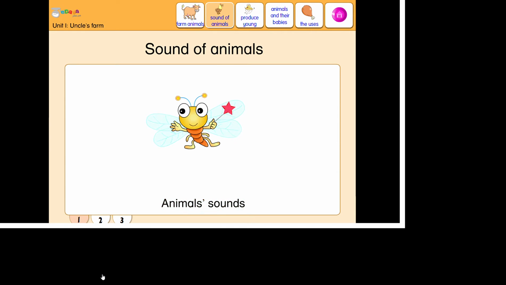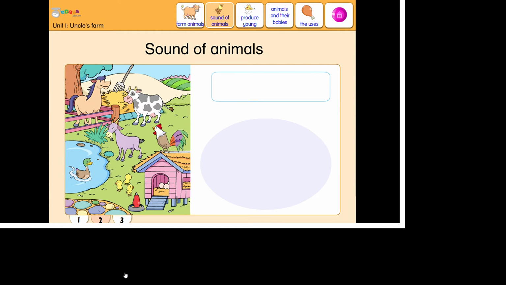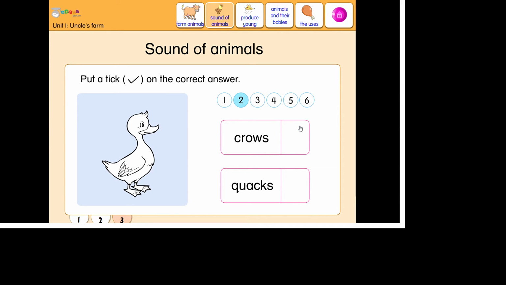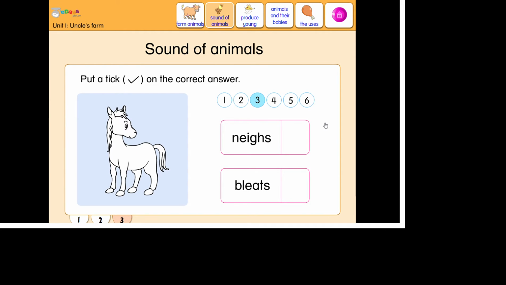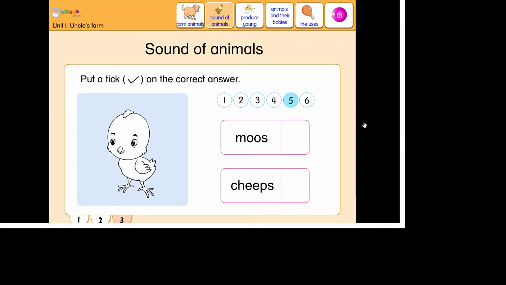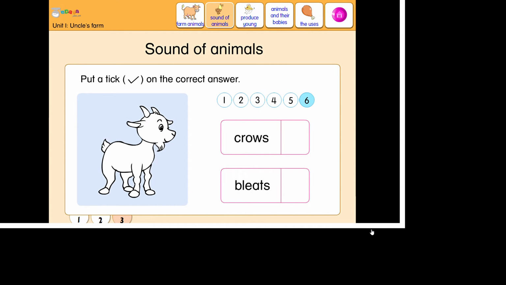Animal sounds. Put a tick on the correct answer. Okay, picture one is the rooster. The rooster crows. This is a duck. A duck quacks. This is a horse. A horse neighs. This is a cow. A cow moos. This is a chick. A chick cheeps. And this is a goat. A goat bleats.